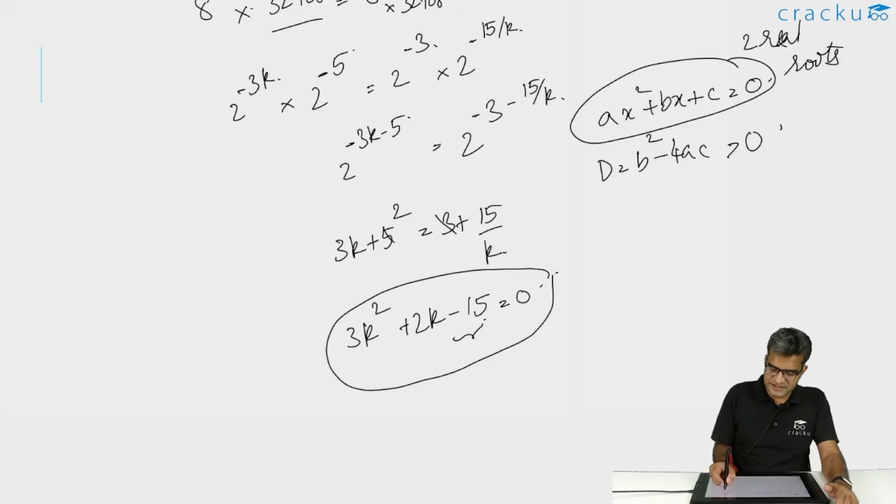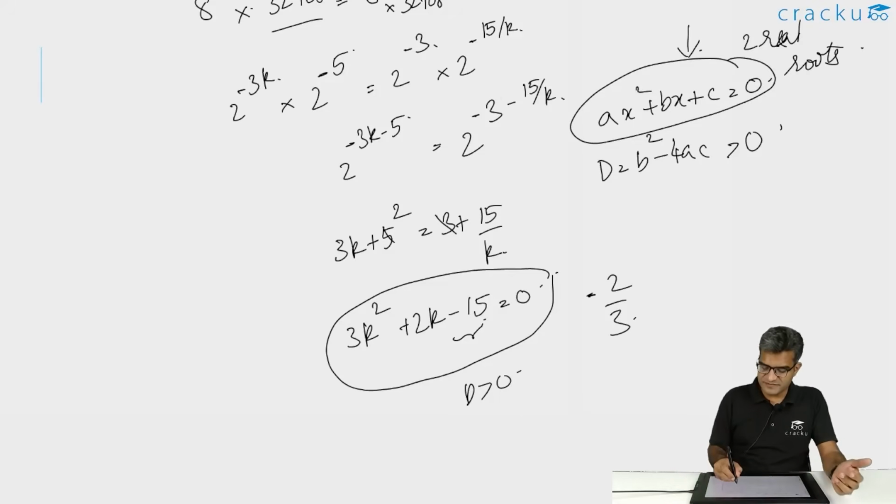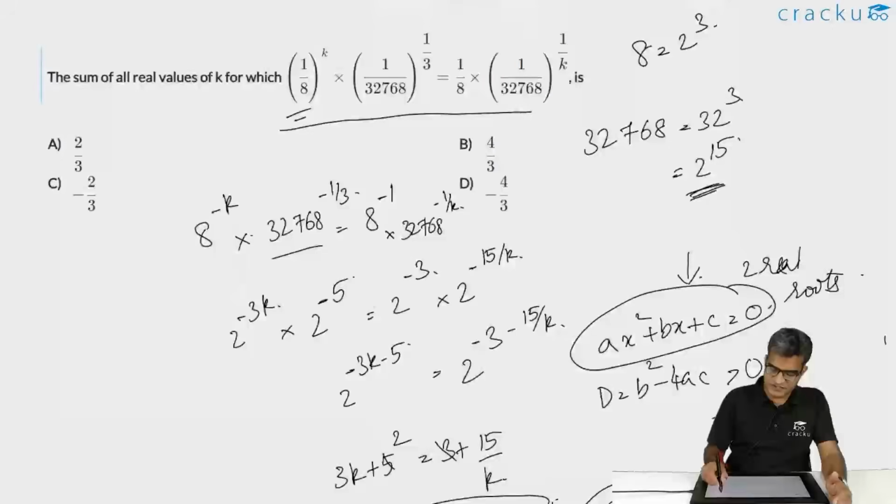In this particular case, the discriminant is greater than 0. So the sum of the roots will be minus 2 by 3, because in this kind of a quadratic equation, the sum of the roots is minus b by a. Here b is 2, a is 3. So the sum of the roots is minus 2 by 3. So the answer for this question is option C.